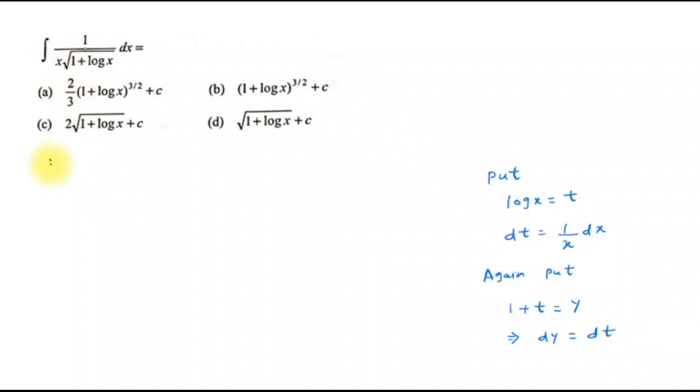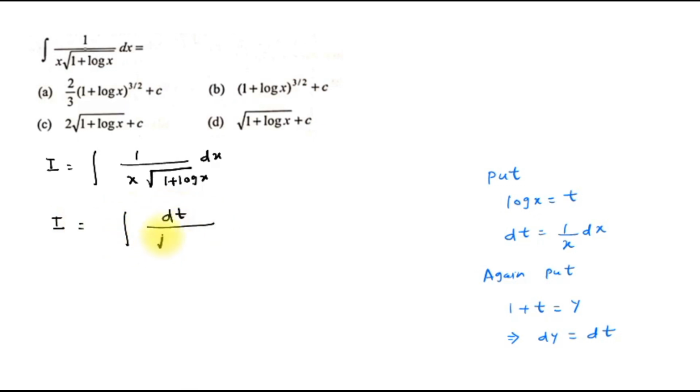The question is I is equal to the integration of 1 over x under root 1 plus log x dx. Here if we put log x is equal to t, then the differentiation of t is 1 over x dx. So dx over x can be written as dt. So the integration can be written as the integration of dt over under root 1 plus t, right?